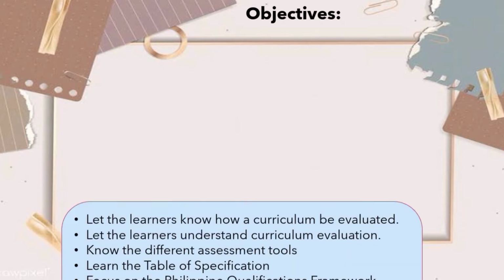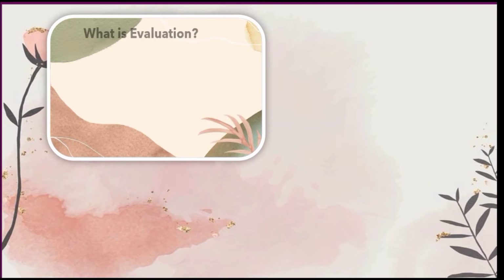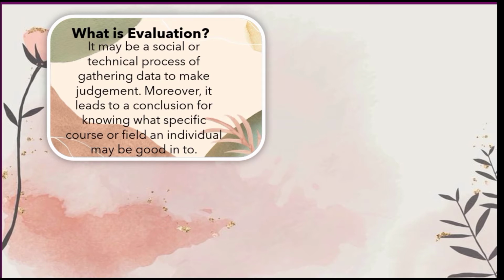Well, as a presenter, I have my objectives here as my guide on what I am going to discuss. But first, let us define what is evaluation. I define evaluation as a social or technical process of gathering data to make judgment. Moreover, it leads to a conclusion for knowing what specific course or field an individual may be good into. Educators do the evaluation to us students because here the educators will know what course or field we can take depending on the results of the evaluation.